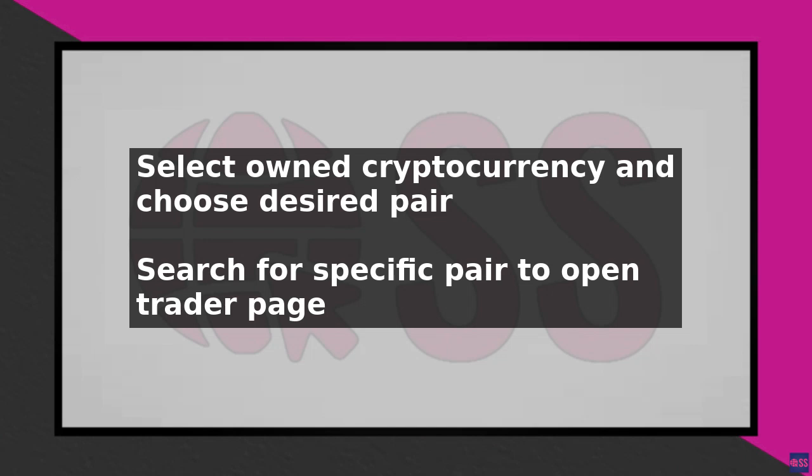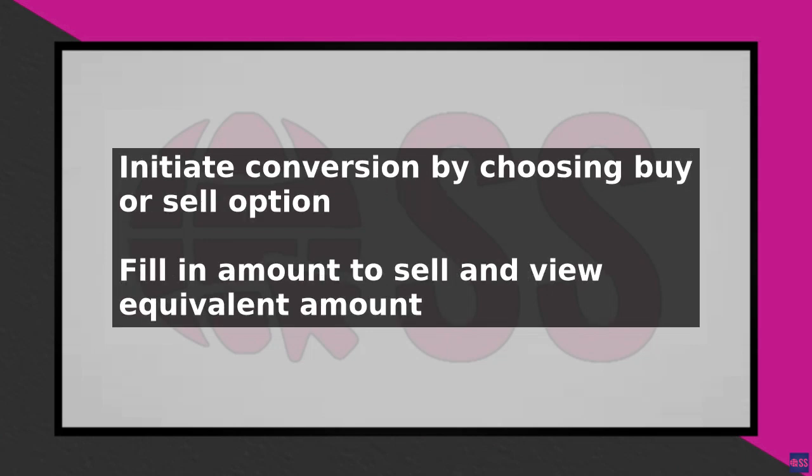with. For example, if you have XRP and want to trade it for Bitcoin, search for the XRP Bitcoin pair and select it to open the corresponding trader page. To initiate the conversion, scroll down and choose either to buy or sell the chosen cryptocurrency.